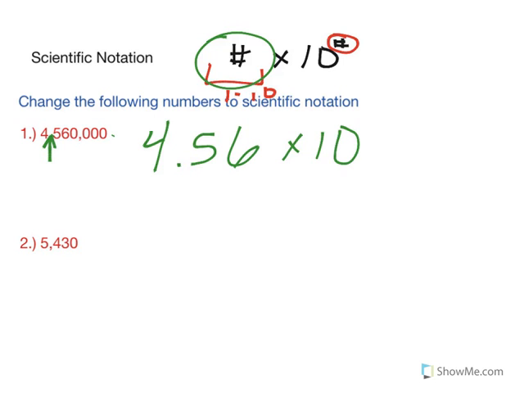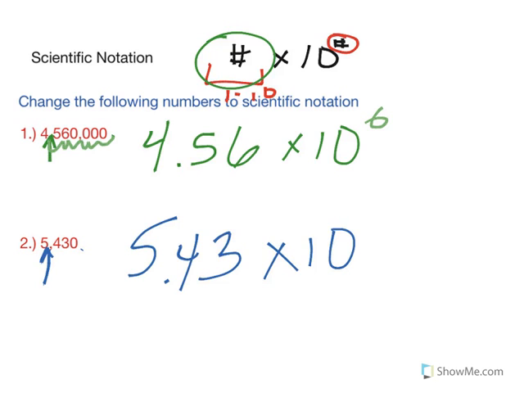Now, how do we determine the exponent? The exponent is determined by how many places you moved that decimal. So, I'm going to move that decimal 1, 2, 3, 4, 5, 6 places. So, times 10 to the 6th power. In the second one, hopefully you can see that the decimal's at the end, and I want to move it between the 5 and the 4. So, 5.43, all non-zero numbers, and I moved my decimal 1, 2, 3 places. So that number will be 5.43 times 10 to the 3rd.